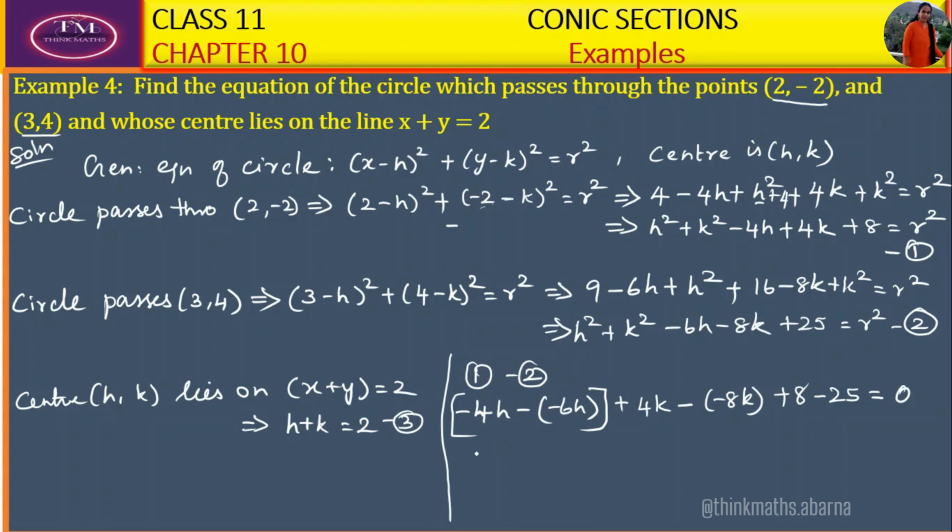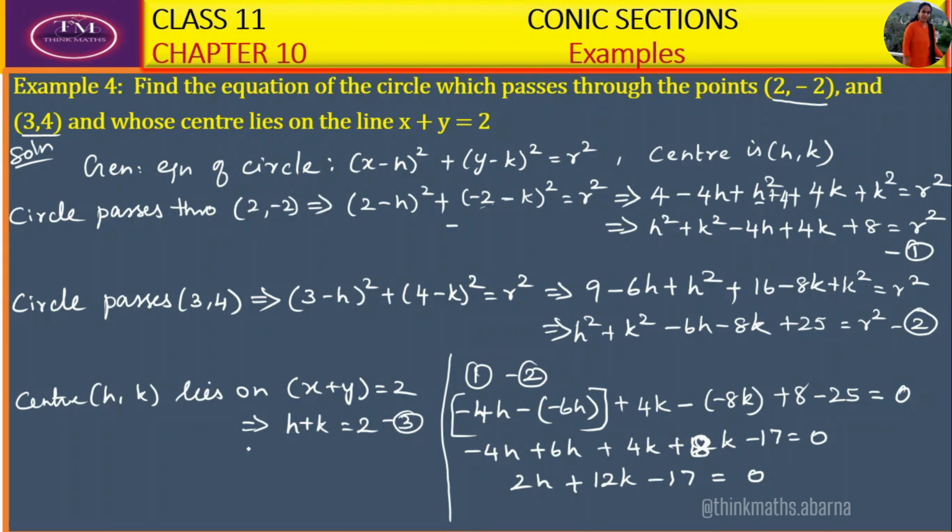So minus 4h, minus into minus plus 6h. Here we have 4k, minus into minus it is plus, so plus 8k, plus 8 minus 25 is minus 17. So we will write minus 17 equal to 0. So minus 4h plus 6h is 2h. And what about k? 4k plus 8k, not 12k, 4k plus 8k is 12k minus 17 equal to 0.